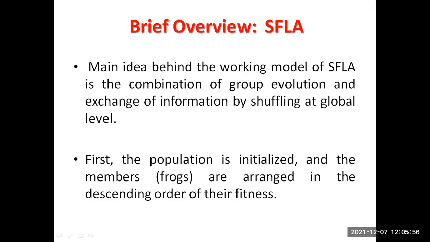So at the global level, that means within the whole search space, let us say a small field, within that let us say 10 frogs are there. When they are sharing this information, they are sharing the actual location of the food. So first the population is initialized and the frogs are arranged in descending order of their fitness. The best one will be taken first and the least one will be taken last. That is basically the way this particular topology or philosophy is adopted everywhere.